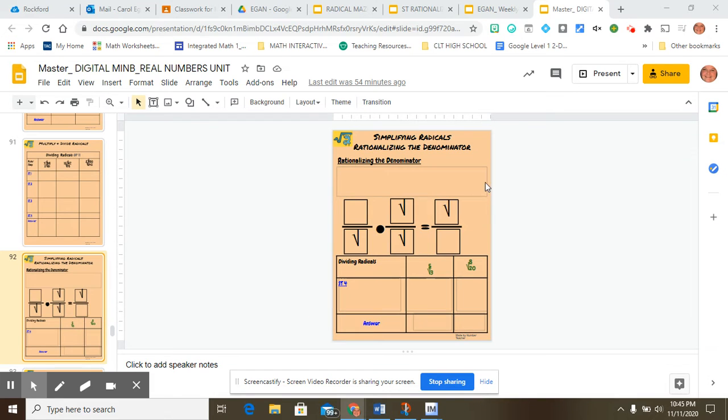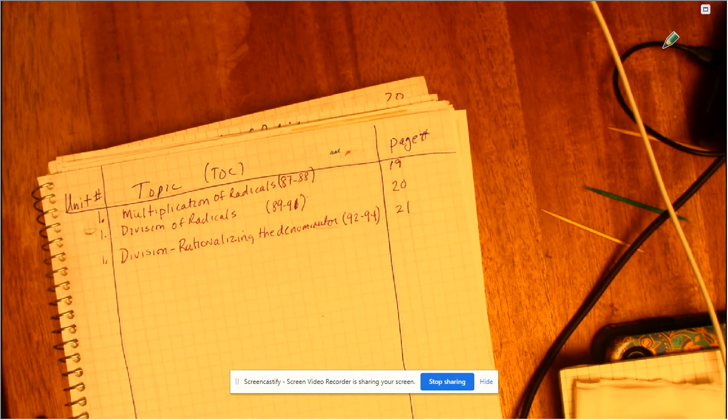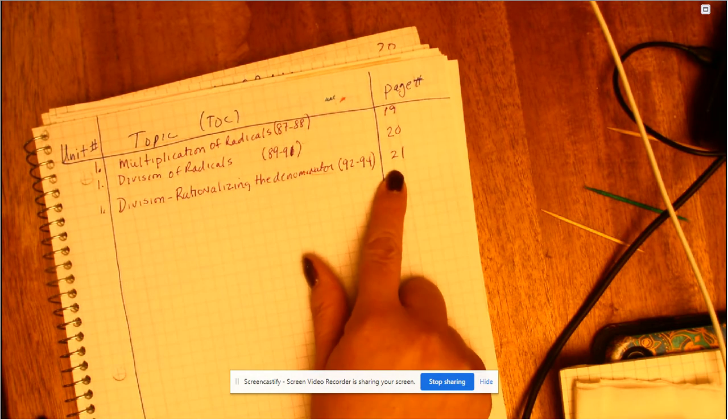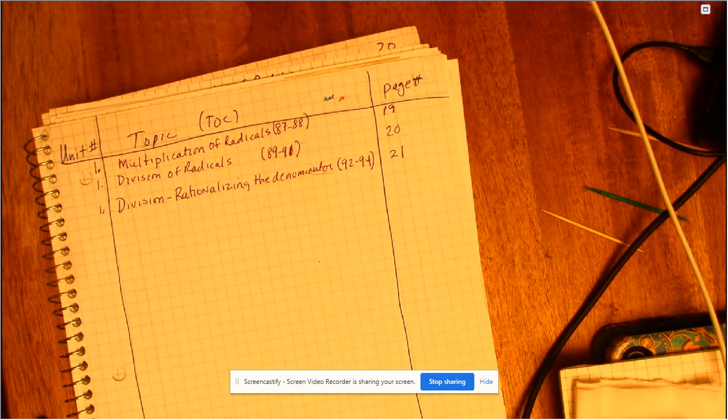Okay, today we're going to talk about step 4 in division of radicals called rationalizing the denominator. So on your table of contents, go ahead and write that in. I'm going to be on page 21 of my notebook. You may be on a different page. If so, write down your number. I'll give you a few seconds here to write that down.